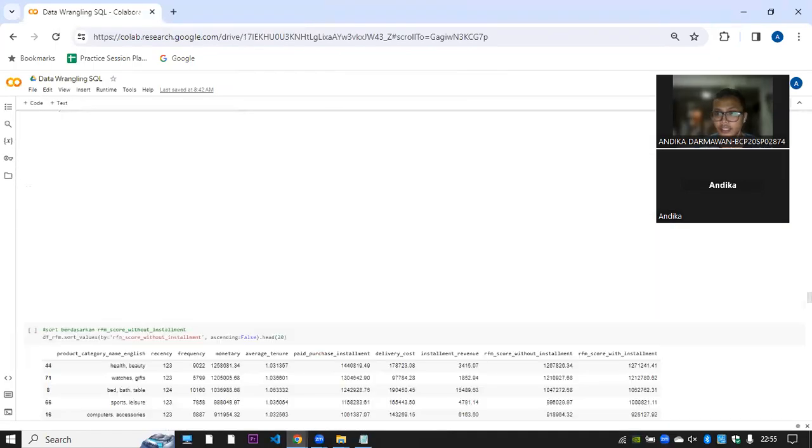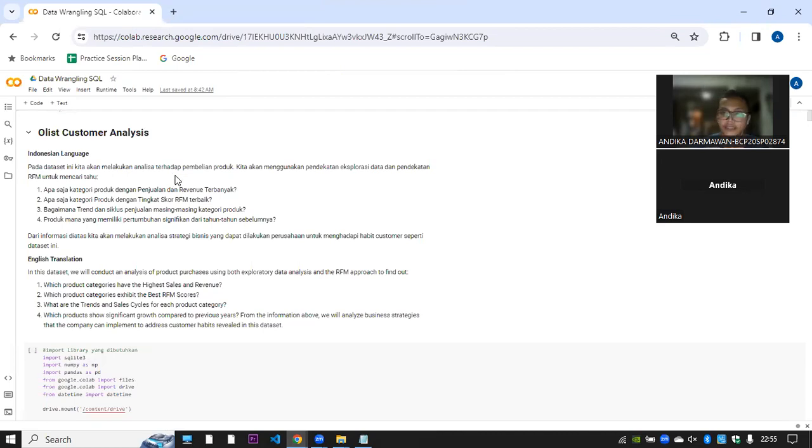So in this project, I'm analyzing this data set, which is the Brazilian e-commerce data set. The approach that we take on this project is using RFM analysis to understand the product and the purchase behavior of the customers. So there are four problem statements that we have here.